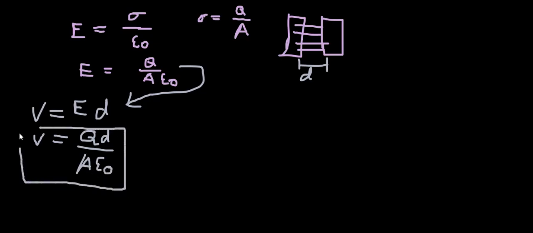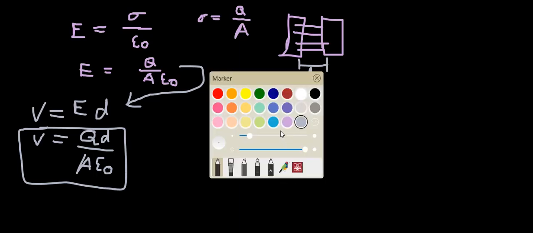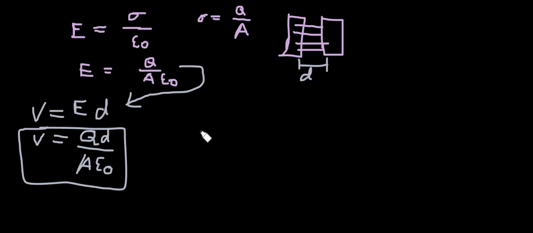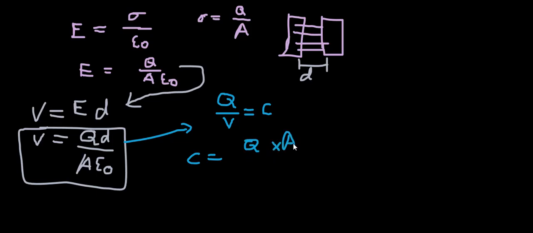So we found the value of the potential difference, that is V, and finally we are going to move to the capacitance. Q is directly proportional to V. The capacitance is equal to Q by V. So we are going to substitute this V value in this equation so that we can get C is equal to Q times A epsilon naught.